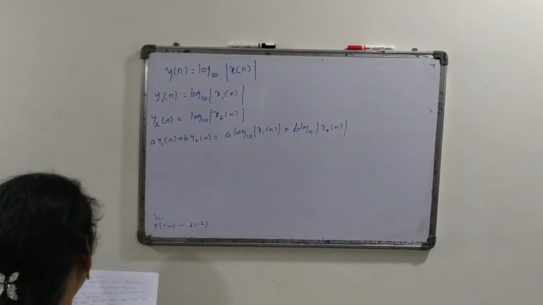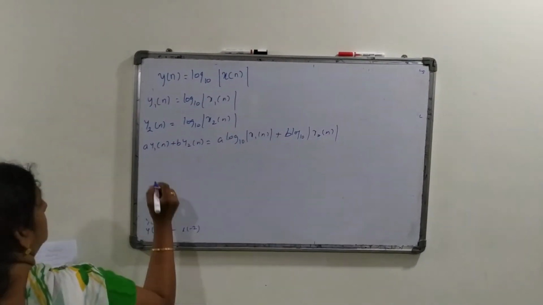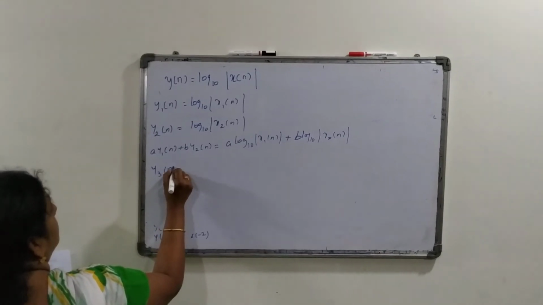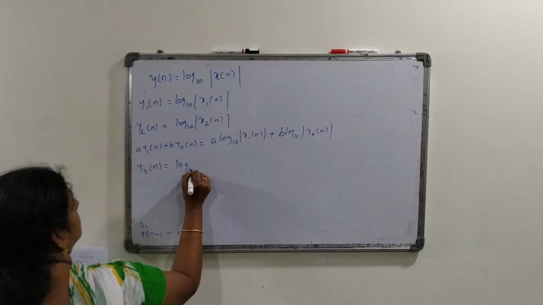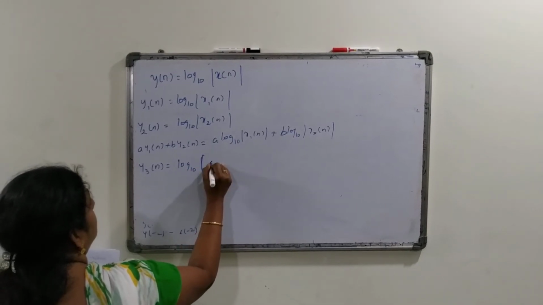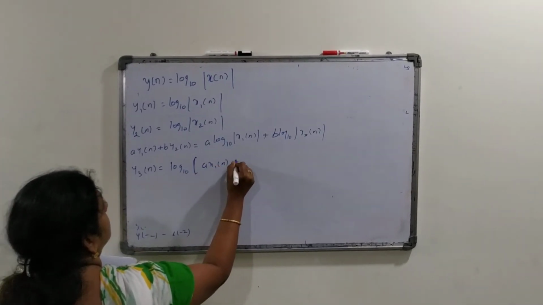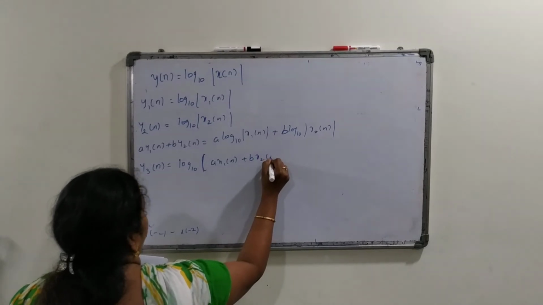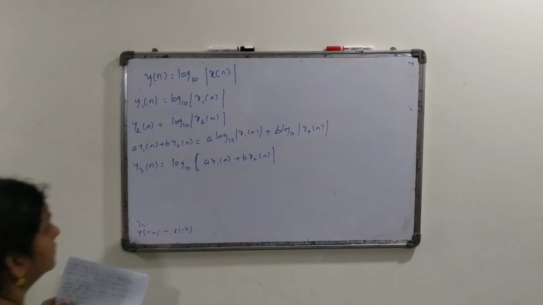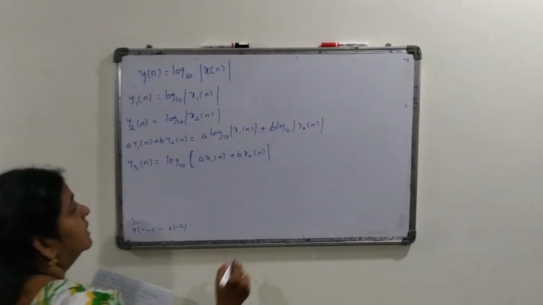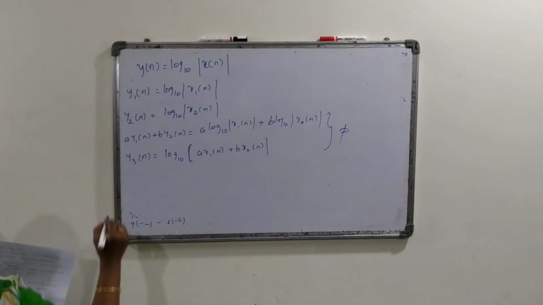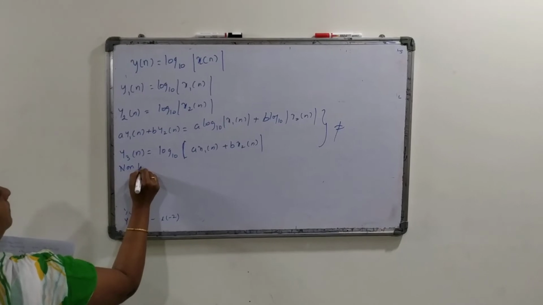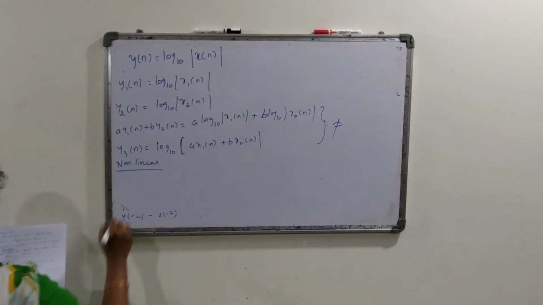Fine. Now if you look at y3 of n, we take the input inside log 10 as mod of a x1 of n plus b x2 of n. If you look, these two are not equal, therefore the system is non-linear.